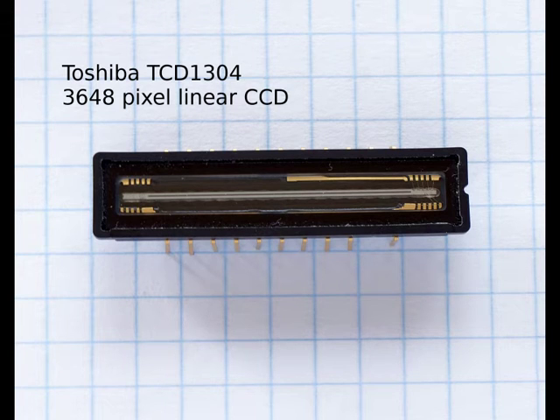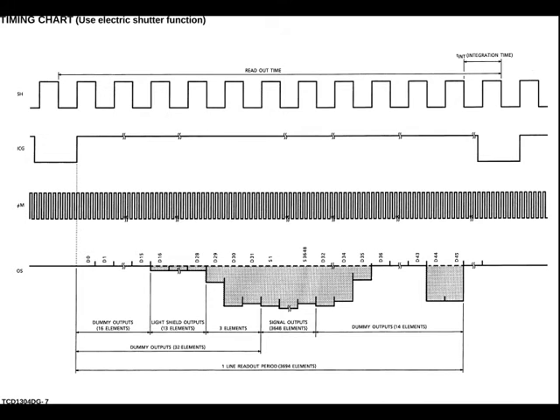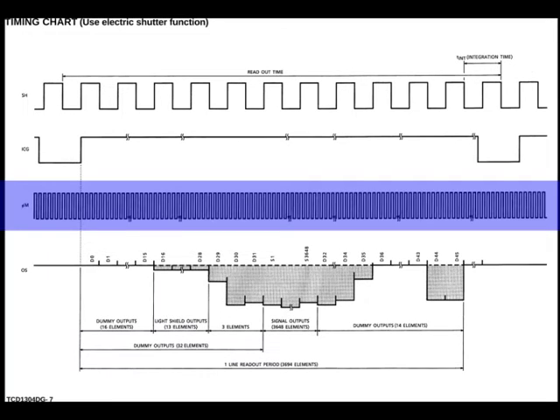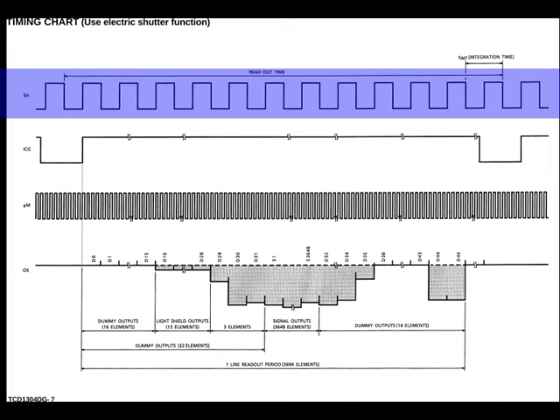In this video, I'll show you how to drive and read the linear TCD1304. CCDs are analog devices that require driving pulses to function. In the datasheet for the CCD, you find information about the timing of the pulses. The TCD1304 needs 3 driving pulses: the master clock, the shift gate, and the integration clear gate.